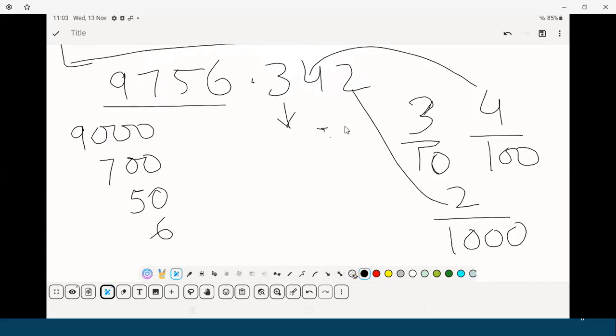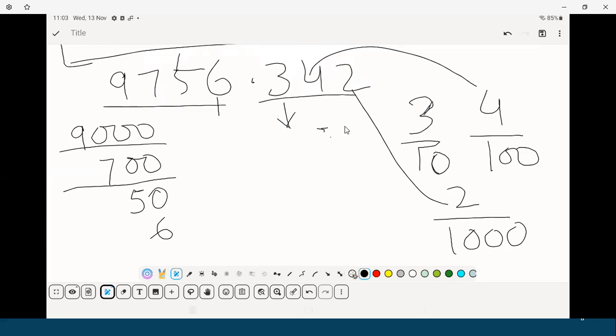That is the 1000 place value. This is the place value of 100. This is the place value of 10. This is the place value of ones. The HTO pattern, you know.